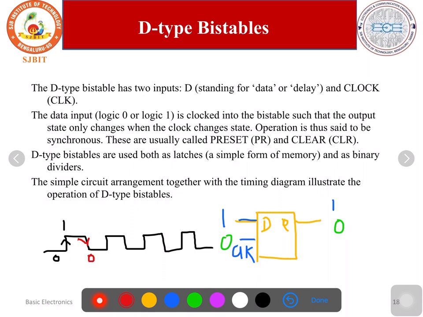D-type bistables are used as latches. Latch means a simple memory cell where the output is latched either to 1 or to 0. Or they may be used as binary dividers. In later videos, we will discuss these binary dividers.